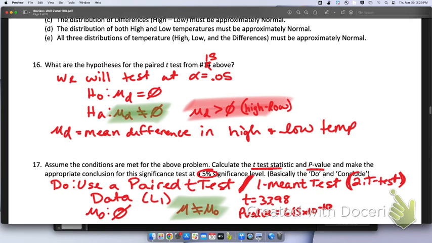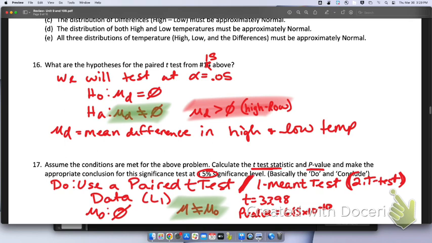And the difference is 33.98, so 34 standard units from being the same. So that means that they do have really big swings in temperature in this particular city.